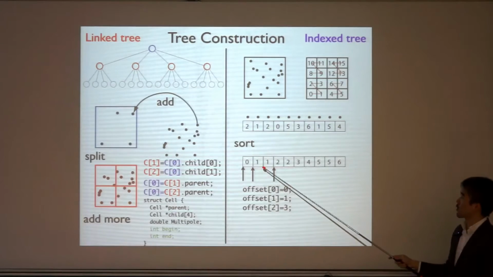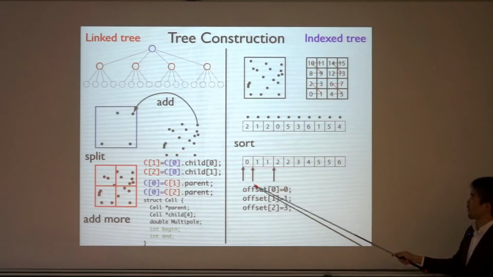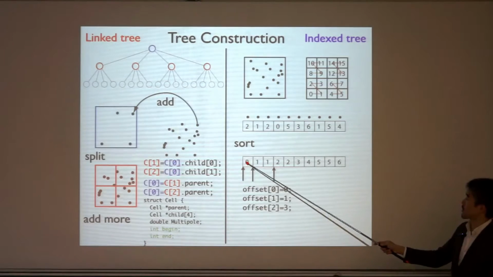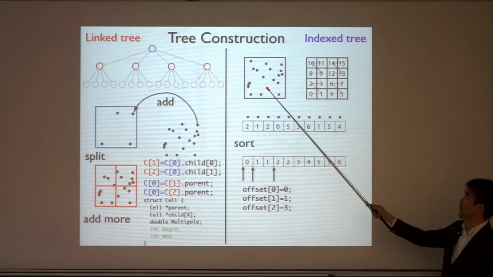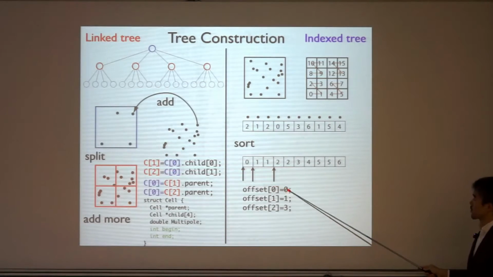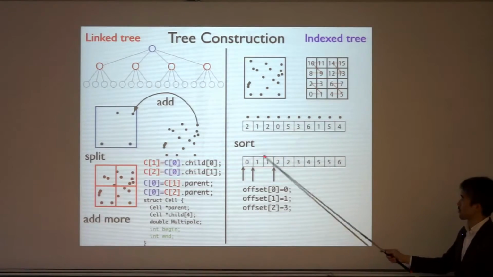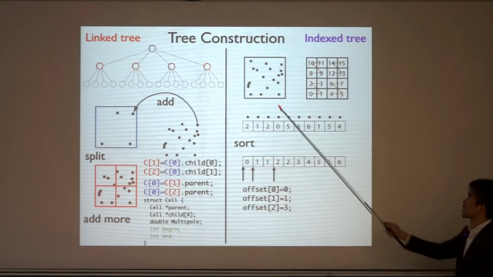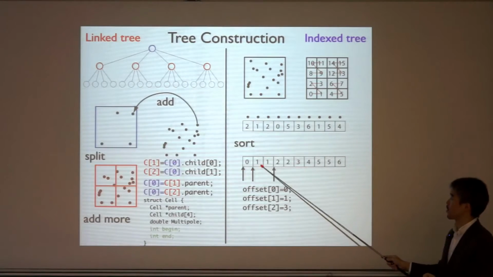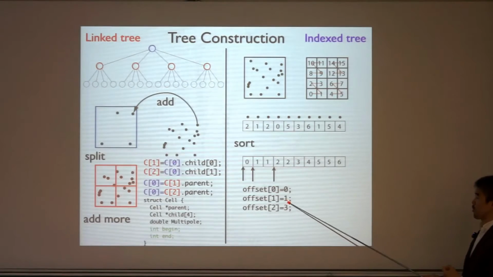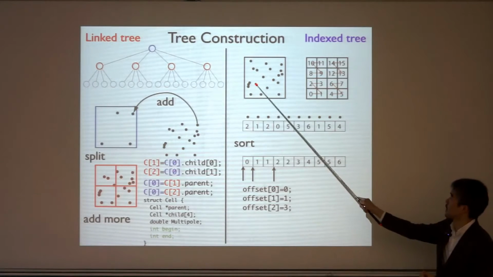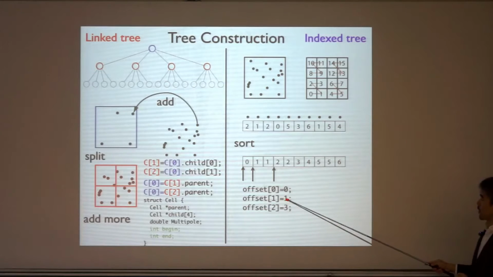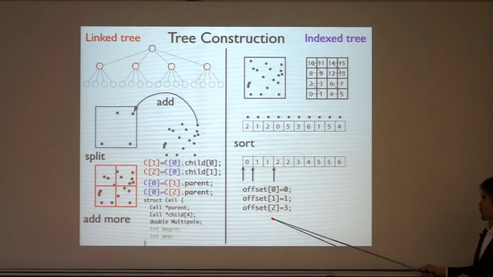Then, what you can do is you just need to have the offset, say where box 0 starts from in terms of the index of the points. So it starts from 0. The offset for the box number 1 starts from 1. So you can access all the bodies inside cell number 1 by looping from 1. You can access all the bodies inside cell 2 by starting from number 3 and looping until the offset of the third box.